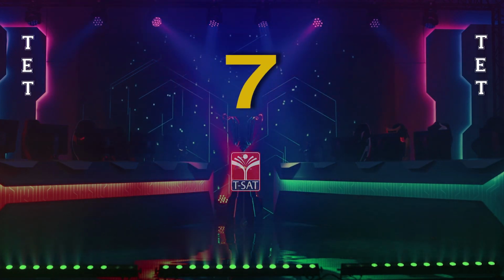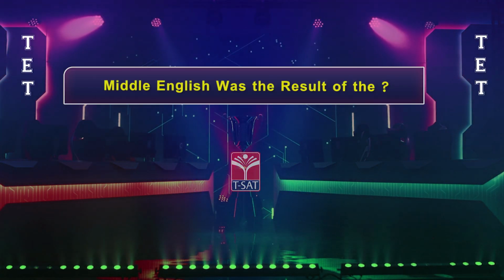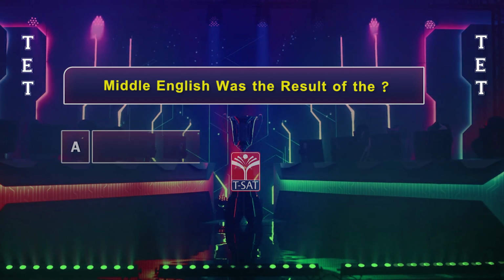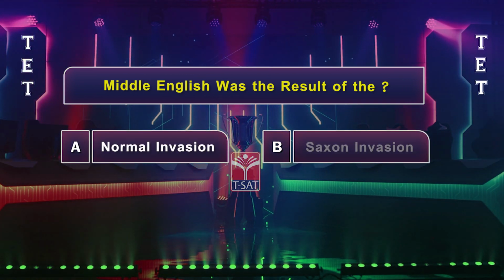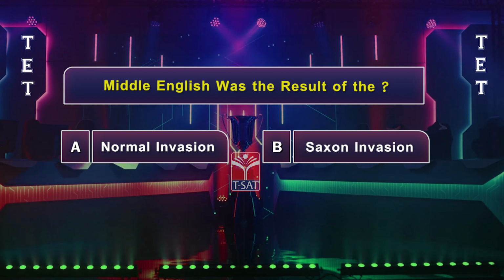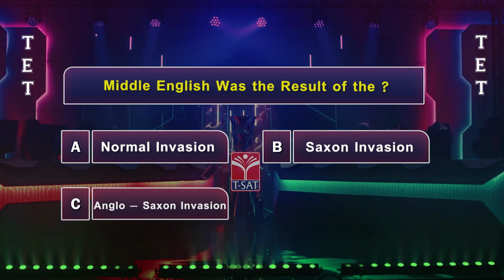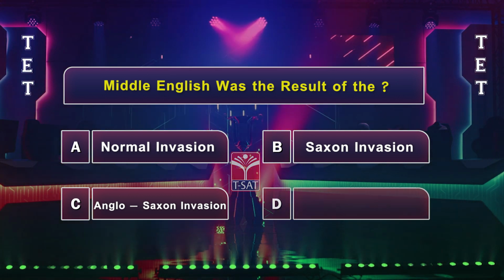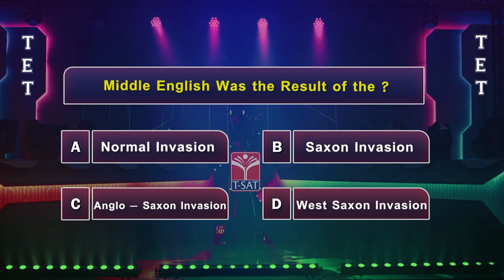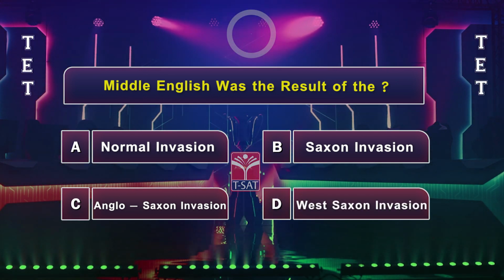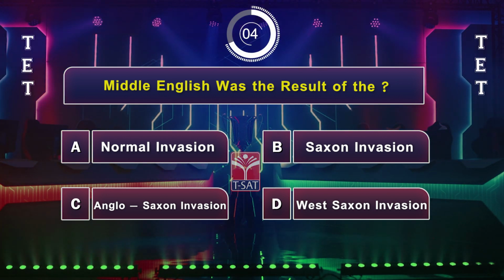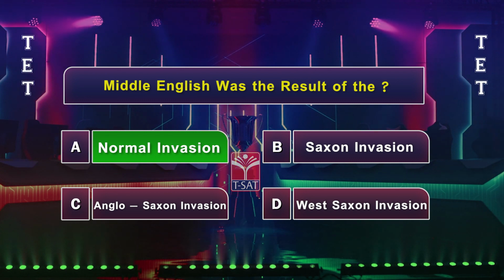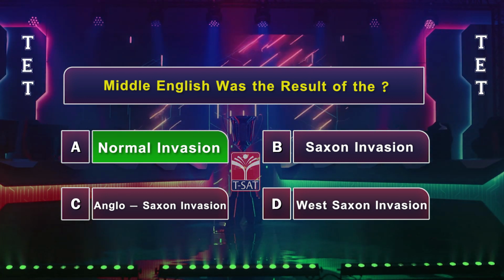Seventh question. Middle English was the result of option A, Norman invasion. Option B, Saxon invasion. Option C, Anglo-Saxon invasion. Option D, West Saxon invasion. Your time starts now. The correct answer is option A, Norman invasion.